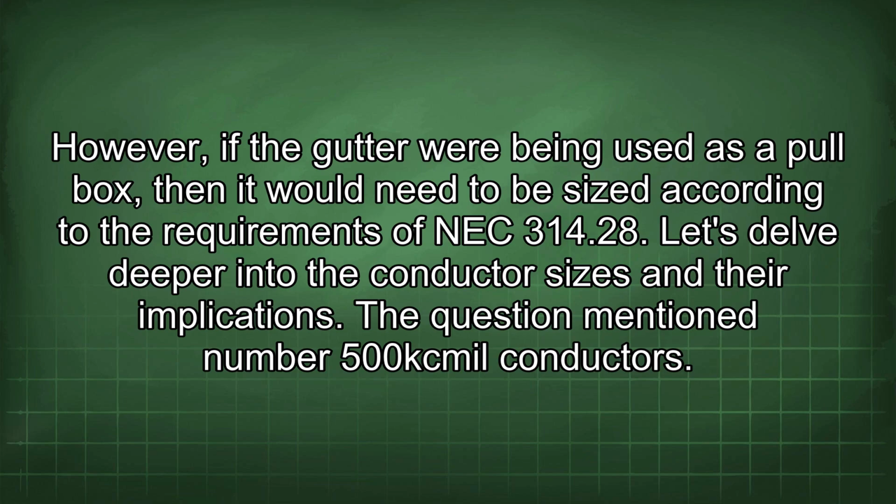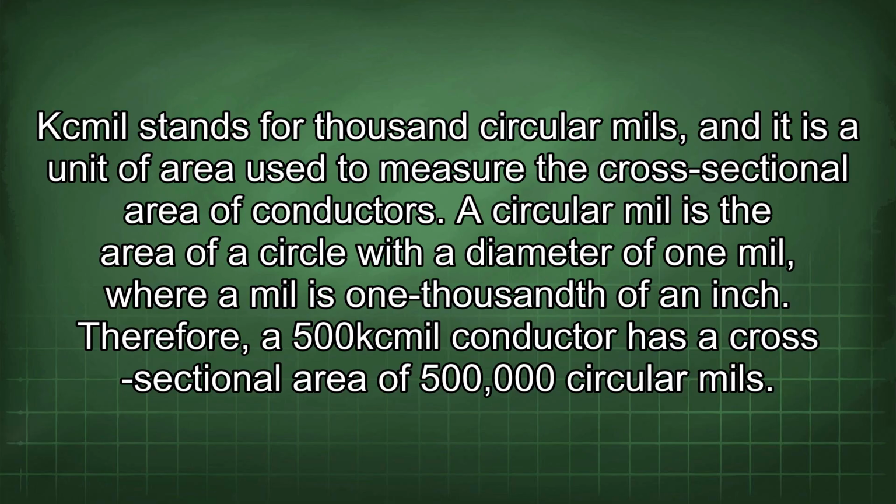The question mentioned number 500 kcmil conductors. kcmil stands for 1000 circular mils, and it is a unit of area used to measure the cross-sectional area of conductors. A circular mil is the area of a circle with a diameter of 1 mil, where a mil is 1/1000th of an inch. Therefore, a 500 kcmil conductor has a cross-sectional area of 500,000 circular mils.